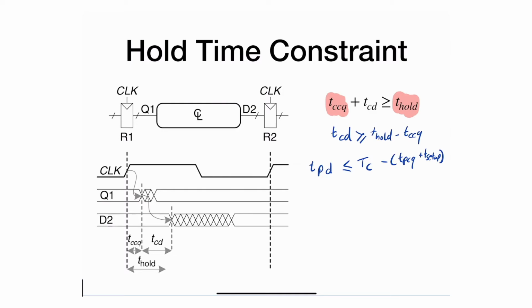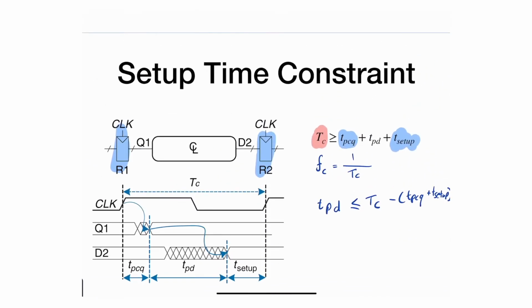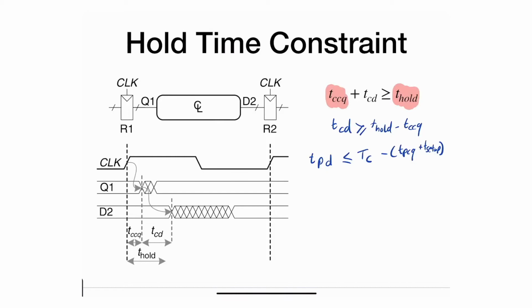And as it turns out, the hold time does not affect the maximum frequency. It's only the setup time that affects that maximum frequency. So the maximum frequency usually is obtained by the setup time constraint. In general, a properly designed flip-flop, or a good flip-flop, will have the following feature: its T-hold will be much less than its T contamination clock to Q.